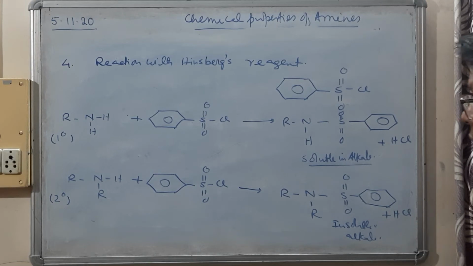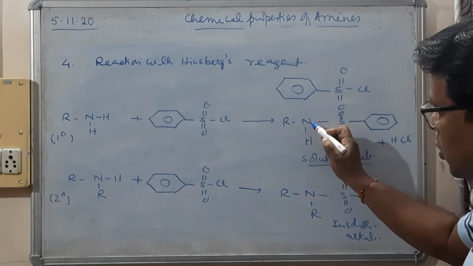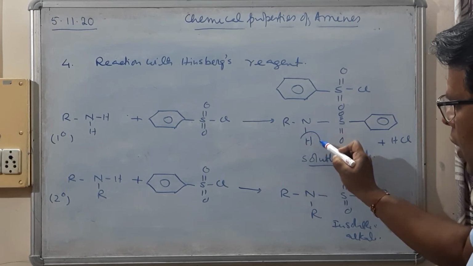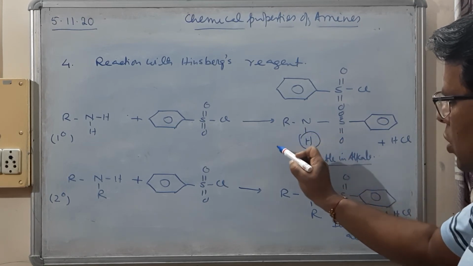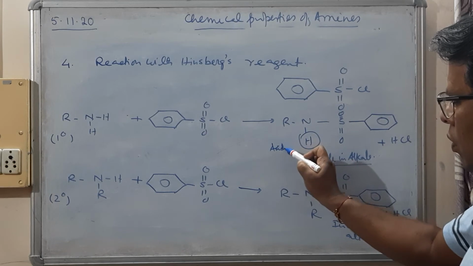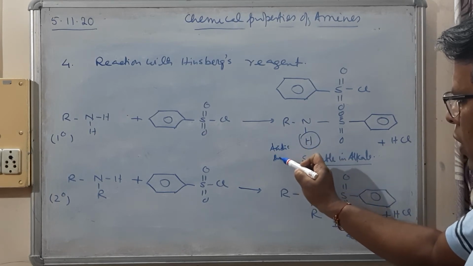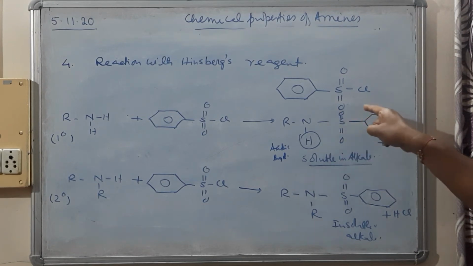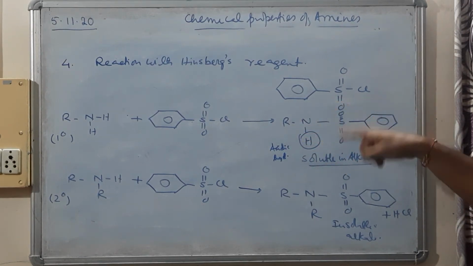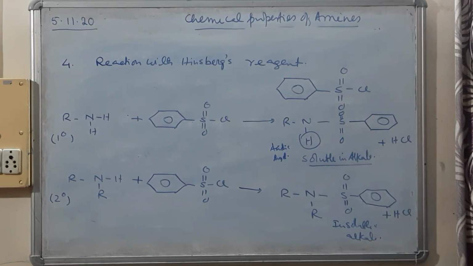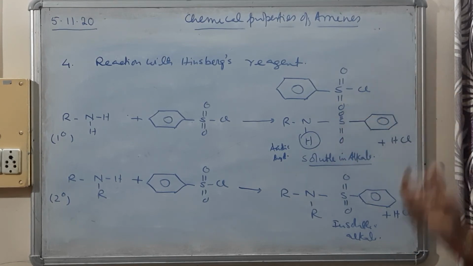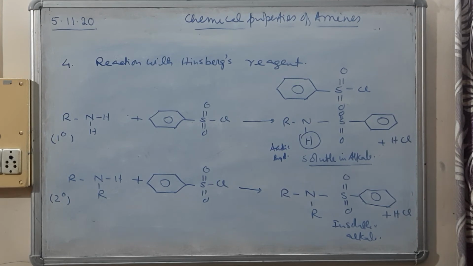Now here you see, since this nitrogen is highly electronegative, we have an acidic hydrogen. And since we have acidic hydrogen, this precipitate will be soluble in alkali. So if we add alkali to the precipitate, this precipitate will dissolve. So this is what happens with 1 degree amine.